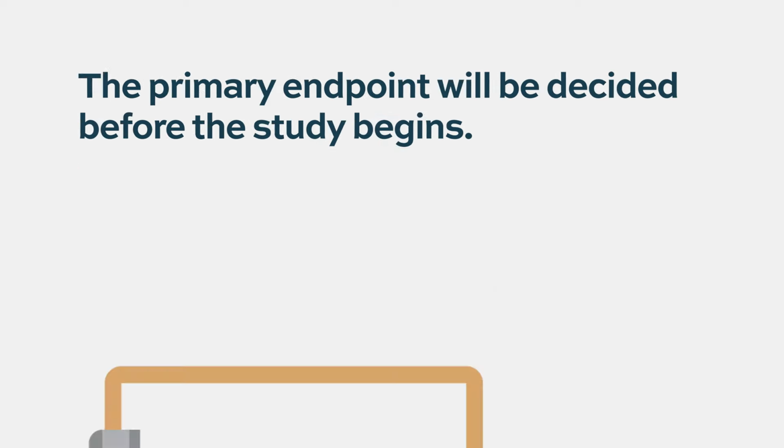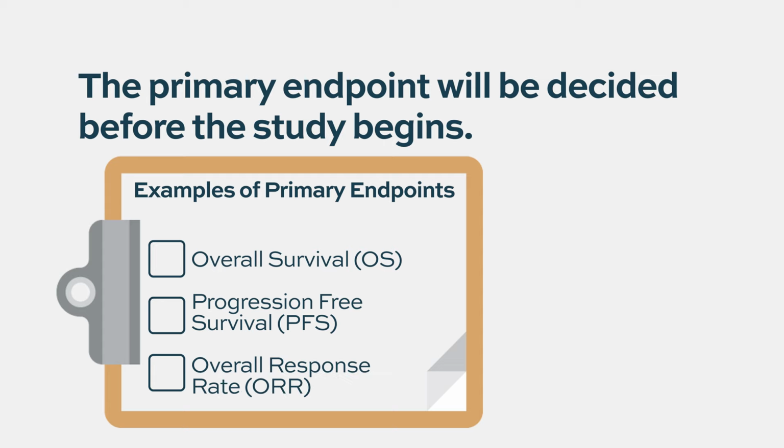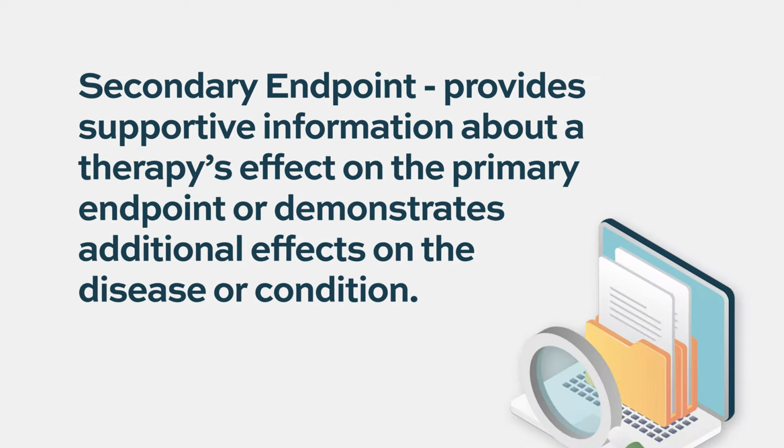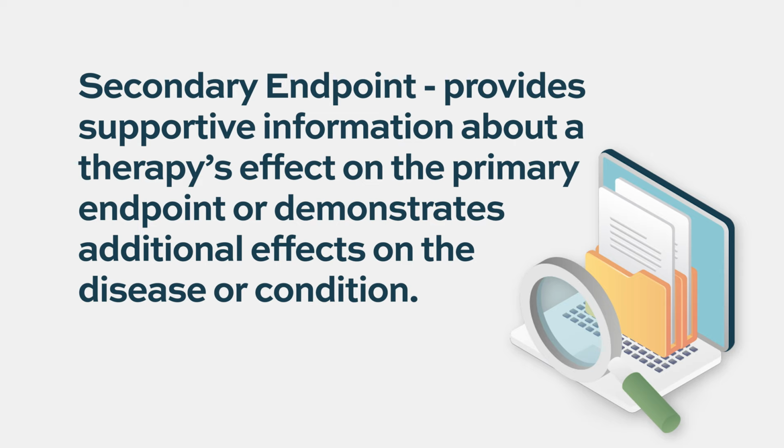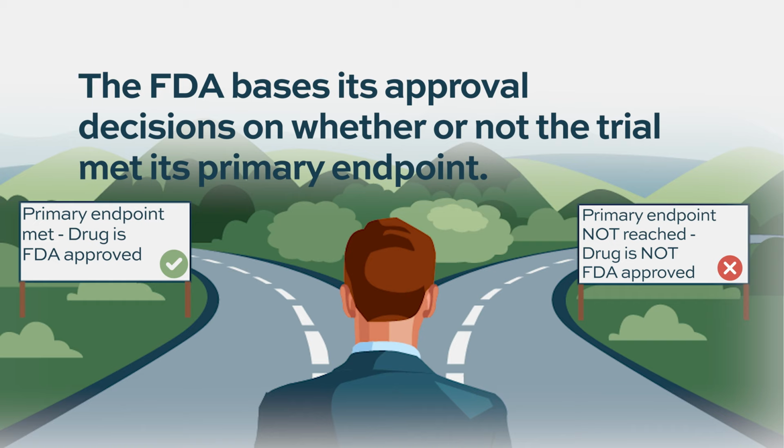It could be overall survival, it could be progression-free survival, it could be response to therapy or things like that. Also, studies have secondary endpoints, but the primary endpoint is what determines whether the study is successful or not. For a registrational clinical trial that's developed to take a drug to full approval or for accelerated approval to the FDA, the primary endpoint is what determines if the drug will be approved or not.